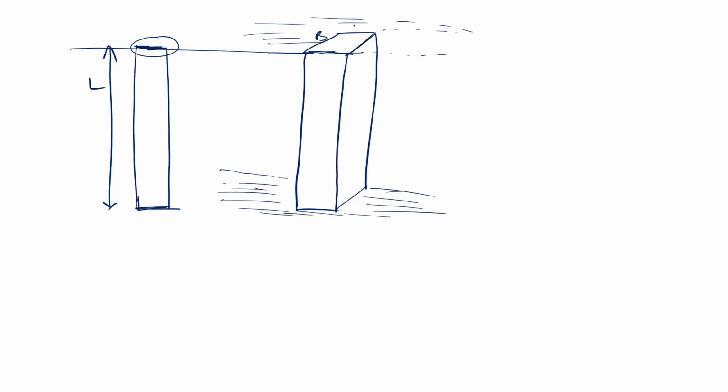So this is B. This is a square cross section. This is B, and this is L. So what is AB? AB is the bearing area. So AB will be B square.